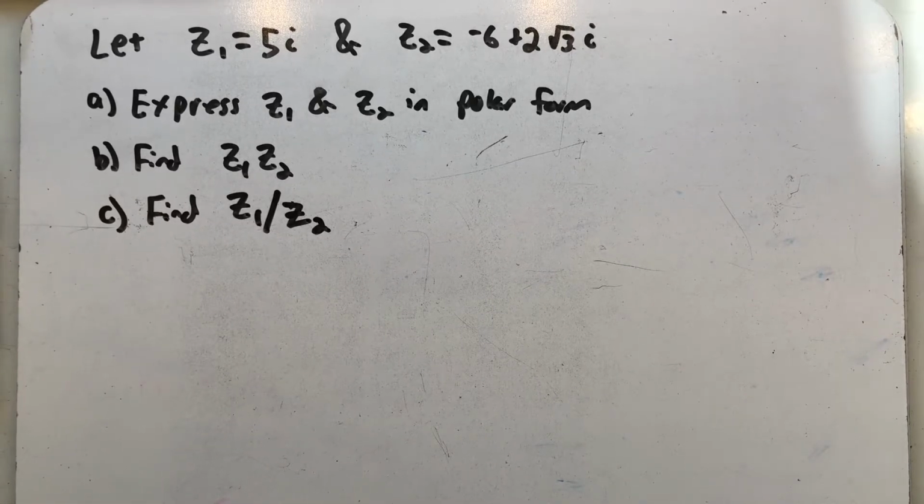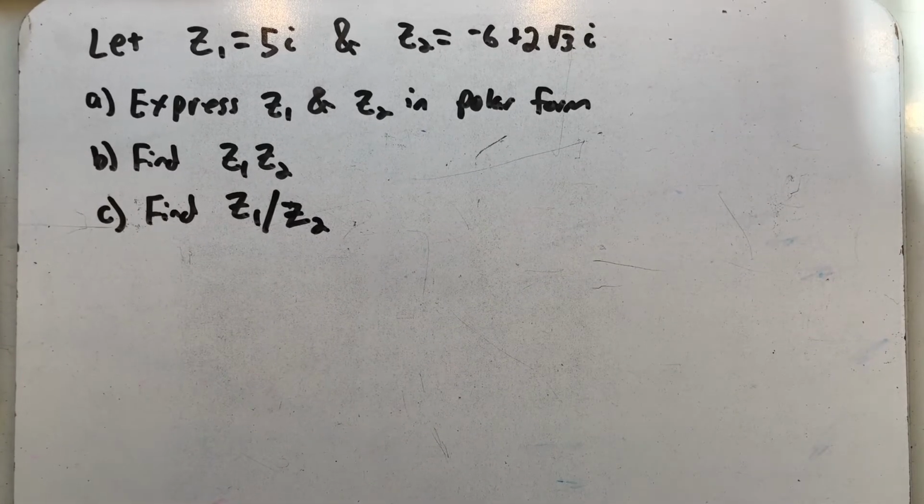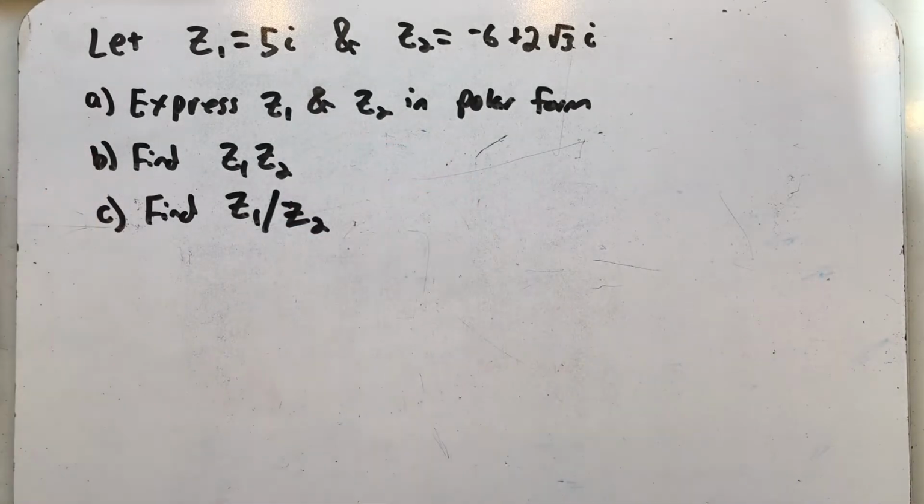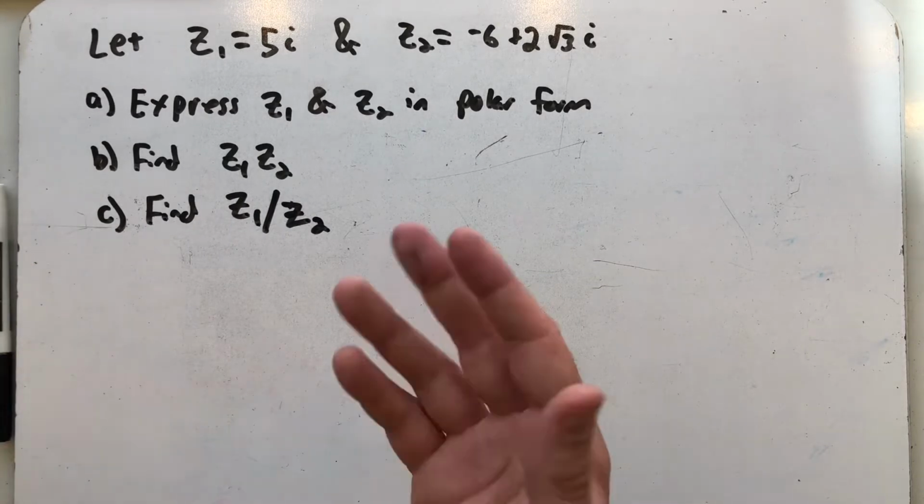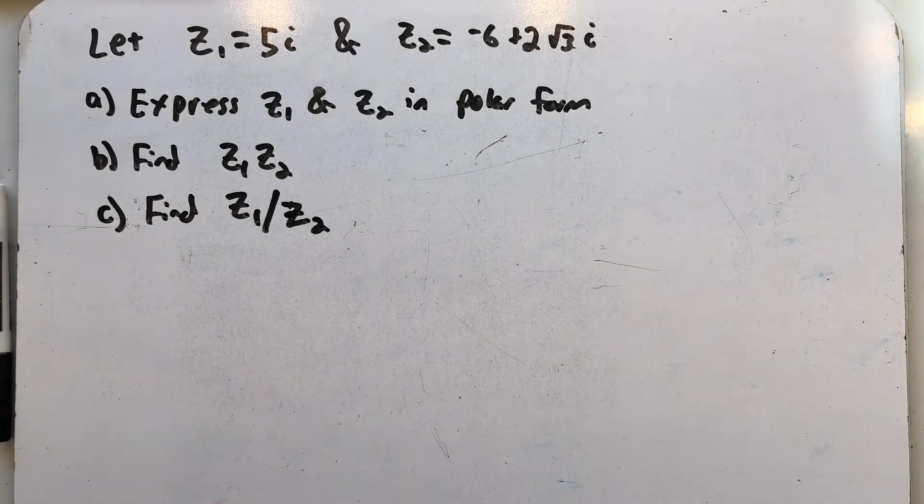We've been asked to think about two different complex numbers here. z1 equals 5i and z2 equals minus 6 plus 2 root 3i. We're to express them both in their polar form and to then find their product and their quotient. Since I'm just asked to find the product and quotient and not given more instructions, I guess it would be okay to leave them either in rectangular or polar form.